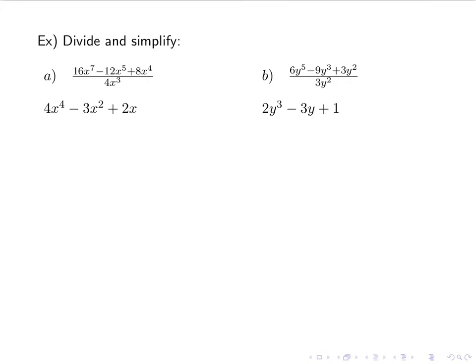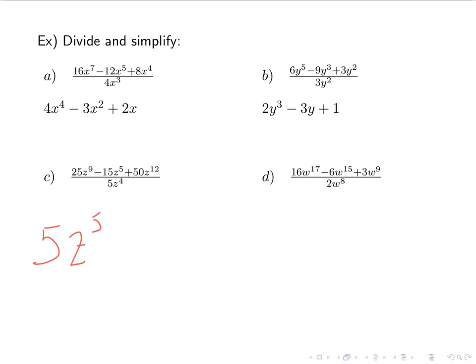Okay, so let's try a couple more. So for our first one, we have 25z to the 9th divided by 5z to the 4th. That's going to be 5z to the 5th, because 9 minus 4 is 5. Again, minus 15 over 5 is 3. Z to the 5th over z to the 4th, I'm left with just 1z, plus 50 divided by 5 is 10, z to the 12th over z to the 4th is z to the 8th.